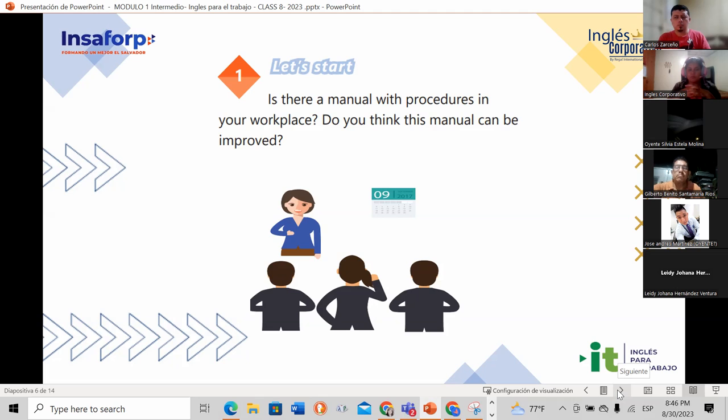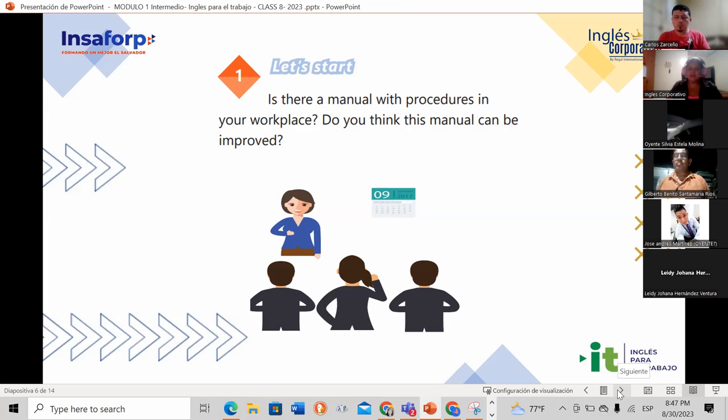In my opinion, with this question, do you think this manual can be improved? Yes, I think the manual can be improved. It depends on the area, it depends on the experience or control. And when it's necessary to change different points or different comments, I consider it's necessary to improve this manual. This is my opinion about the question. Okay. Yes, thank you so much, Robert.